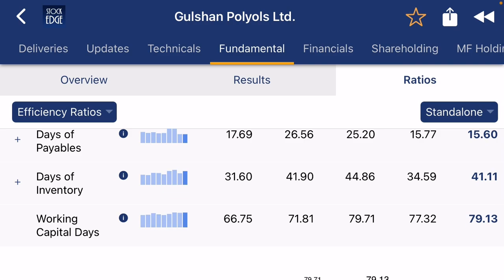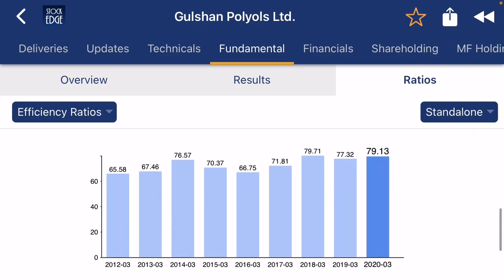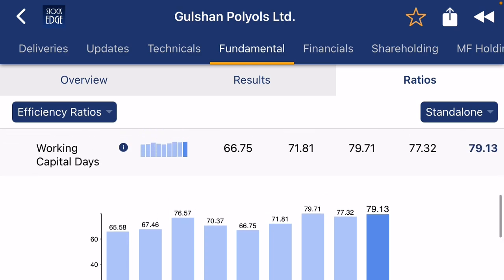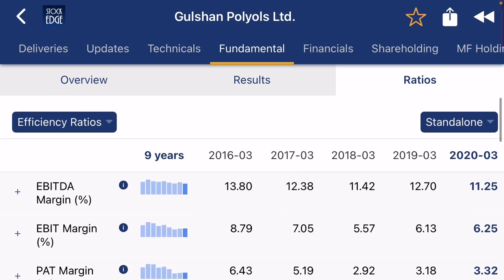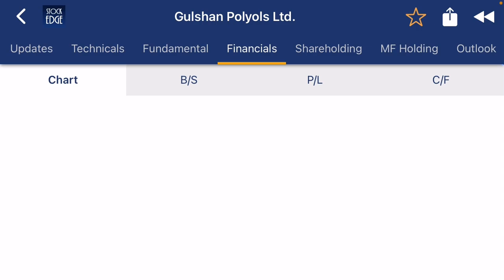Working capital is also very flat here. You can see 79, 77, 79, no problem at all. Very good company. Now let's check the financial year.